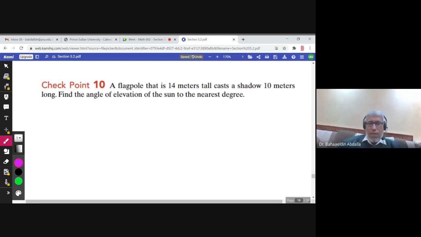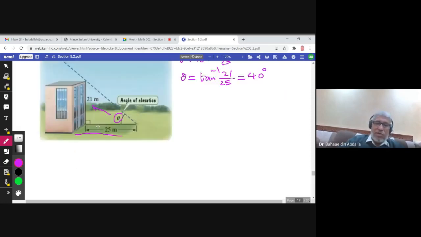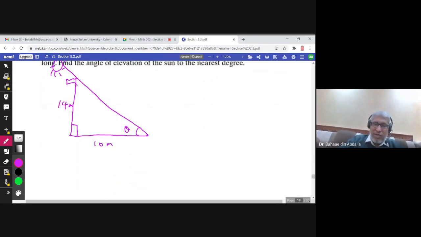A flagpole, a flag, there is no graph here. This is a flag, okay? A flagpole that's 14 meters tall casts a shadow, this is the shadow, of 10 meters long. Find the angle of elevation of the sun to the nearest degree. So the sun is somewhere here, and find this angle, the angle of elevation. So this is exactly similar to this question. Please solve it and find the answer.